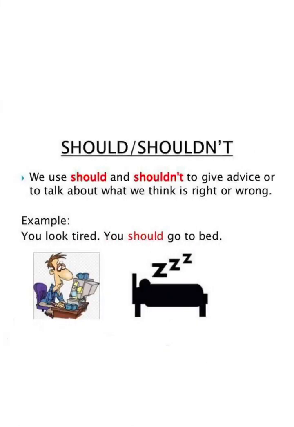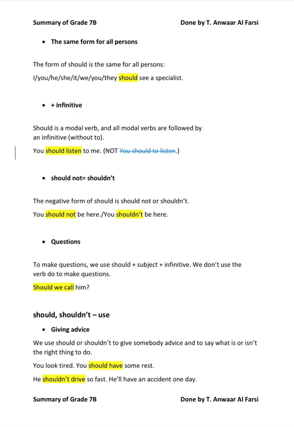The next point is should and shouldn't. We use should and shouldn't to give advice or to talk about what we think is right or wrong. For example, you look tired. You should go to bed. Let me get into details. The form of should is used for all persons plus infinitive. Should is a modal verb and all the modal verbs are followed by an infinitive without to. For example, you should listen to me, not you should to listen.